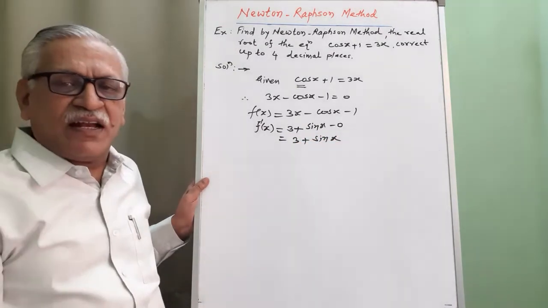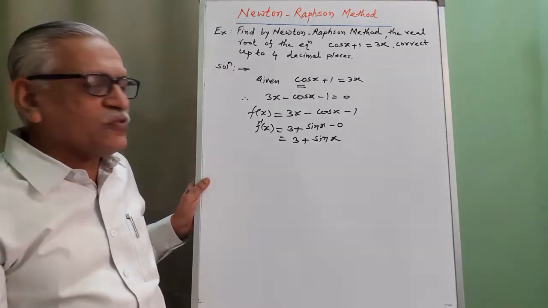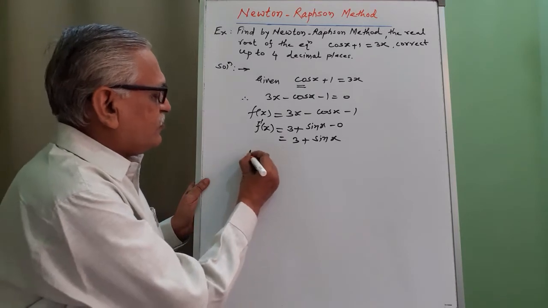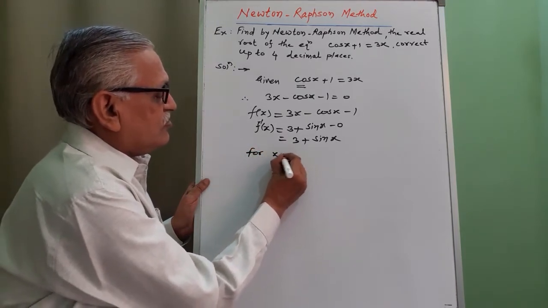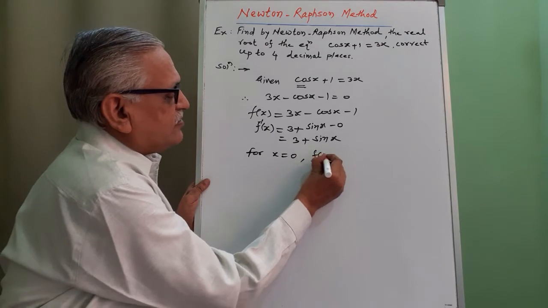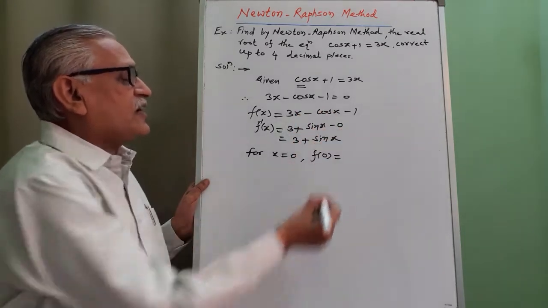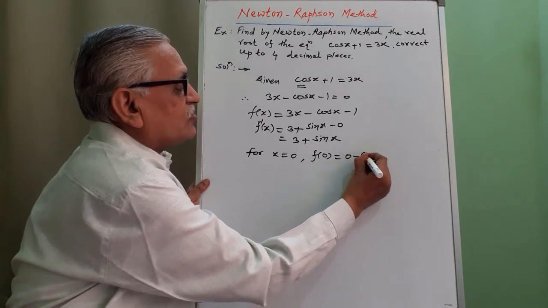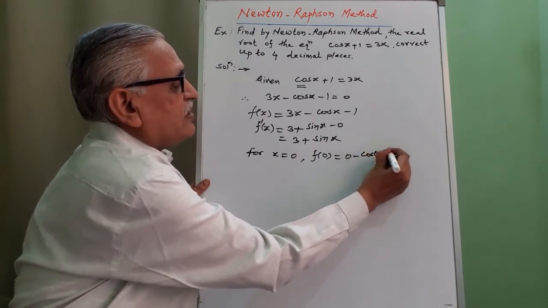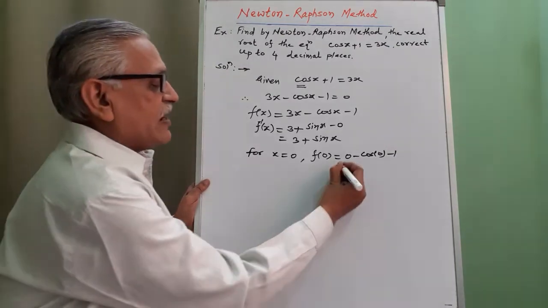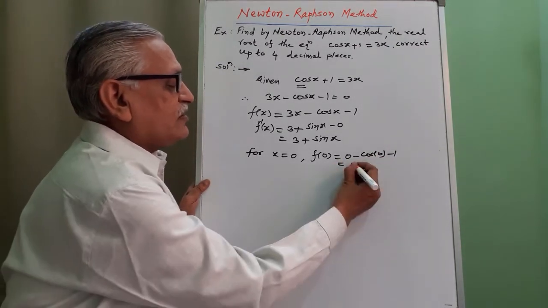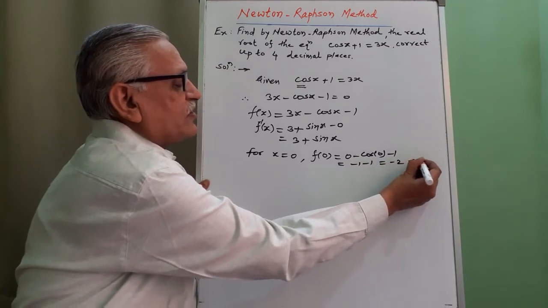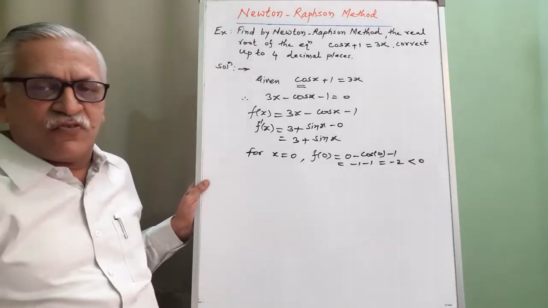Then by the trial and error method, we need to obtain two initial guess values such that the function has opposite signs. For x is equal to 0, substituting x as 0 here, we get f of 0 as 0 minus cos 0 minus 1. By calculator the value of cos 0 is 1, therefore it is minus 1 minus 1, and we get the value as minus 2, which is less than 0, a negative value.